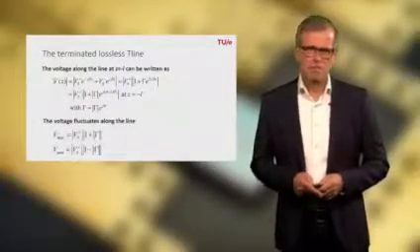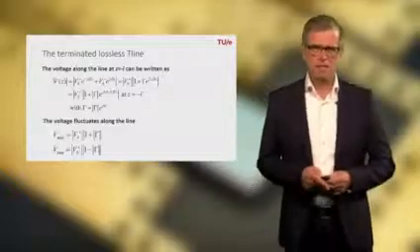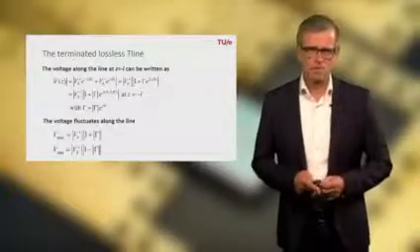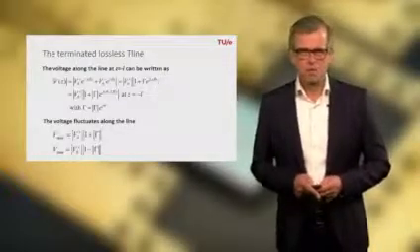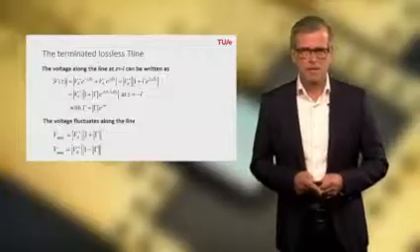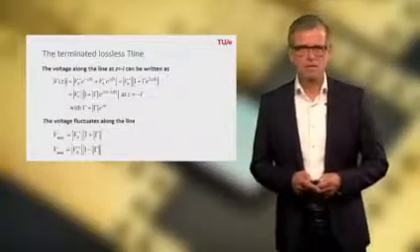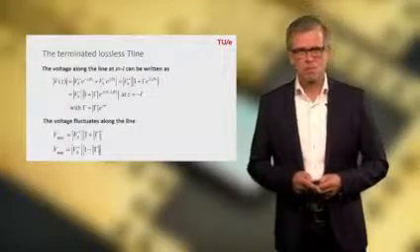In particular, the maximum is given by the voltage amplitude V0 plus times 1 plus gamma. And the minimum is found by the voltage amplitude times 1 minus gamma.